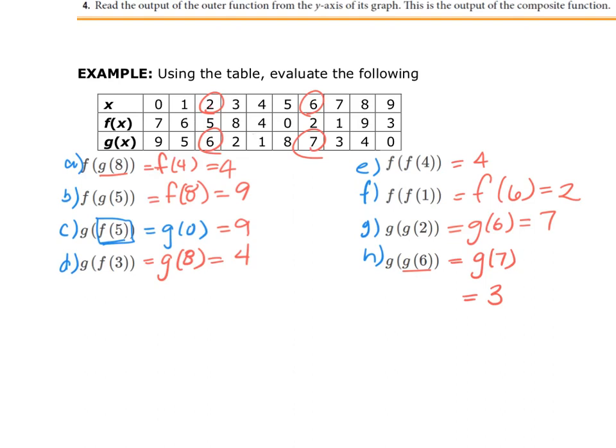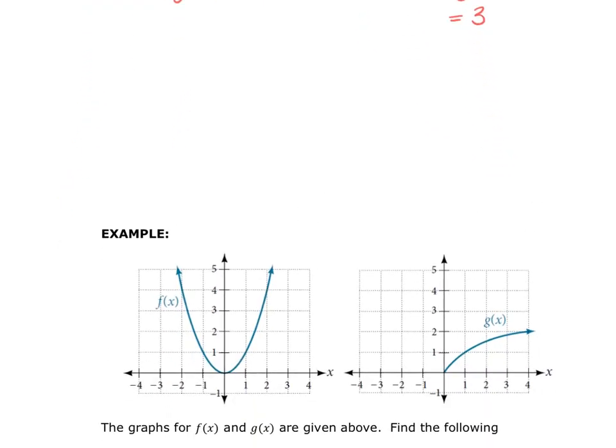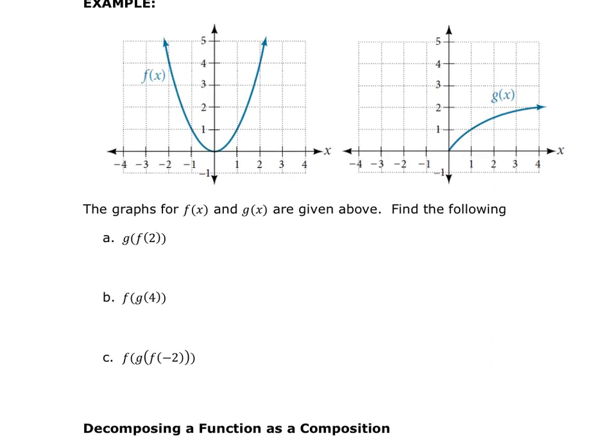Okay. All right, so let's go ahead and do the same kind of thing, but now we're doing it with graphs. So with the graph, I'm not going to do these. I'm going to do G of F of, let me see, I want to do F of negative 4. So I'd go to negative 4 on my graph. I have to do something. Let's do negative 1, because that's on my graph.